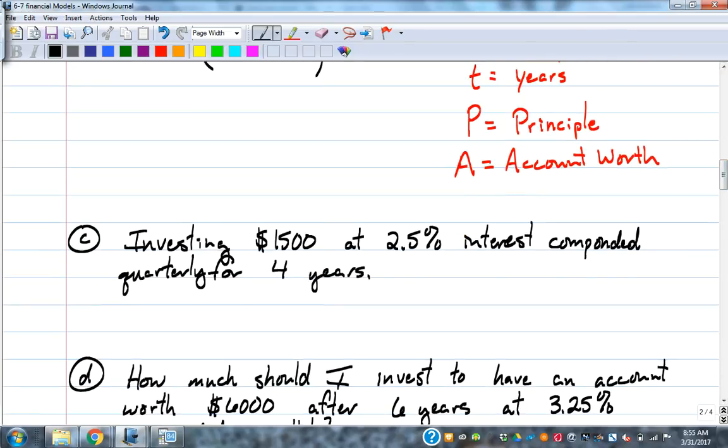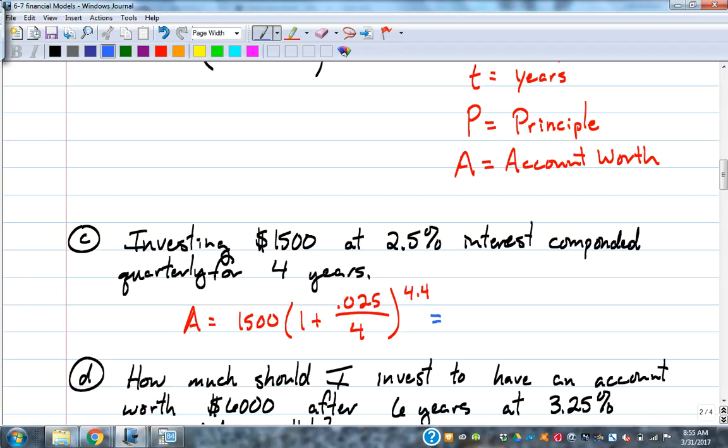We're investing 1,500 bucks at 2.5% interest, compounded quarterly for 4 years. So this is almost the same problem as example A was, but instead of simple interest, we're doing compounded quarterly for 4 years. So we want to know what's the account worth after that. So $1,500, 1 plus the rate, 0.025. Quarterly is how many times? 4 times. And then 4 times 4 as the exponent.